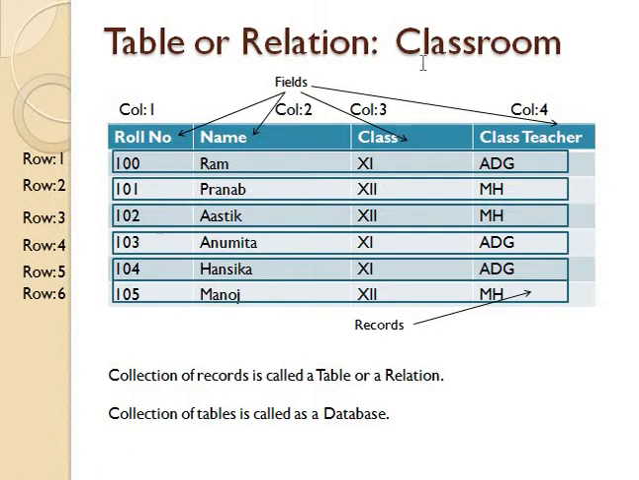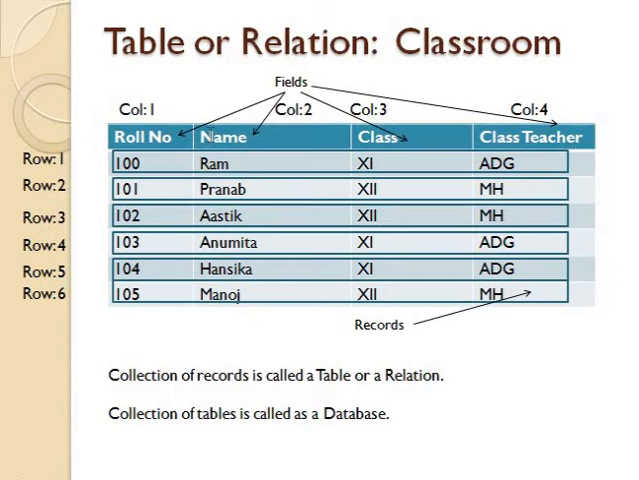Now consider the table named classroom as shown in this slide. Each value like 100, Pranav, 12, ADZ are the data items. These data items are described by roll no, name, class, and class teacher respectively, which in turn are called fields.